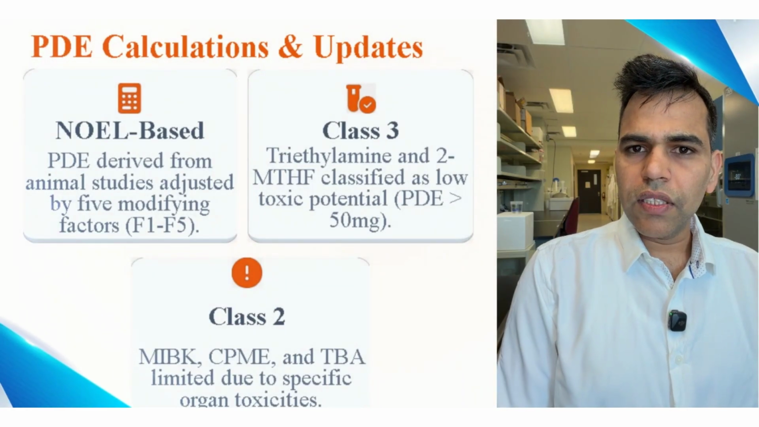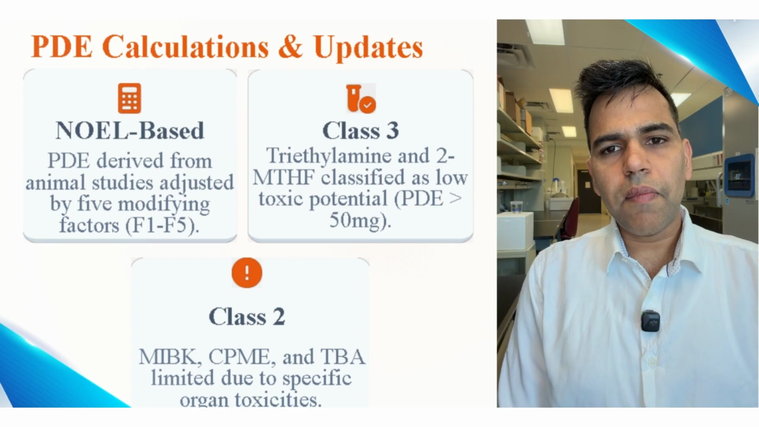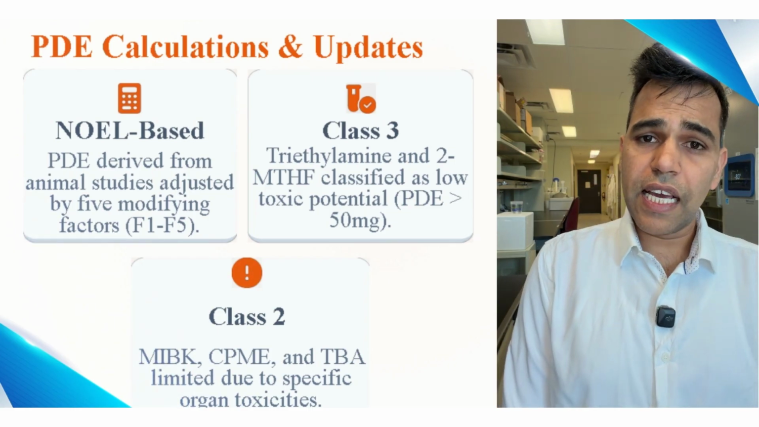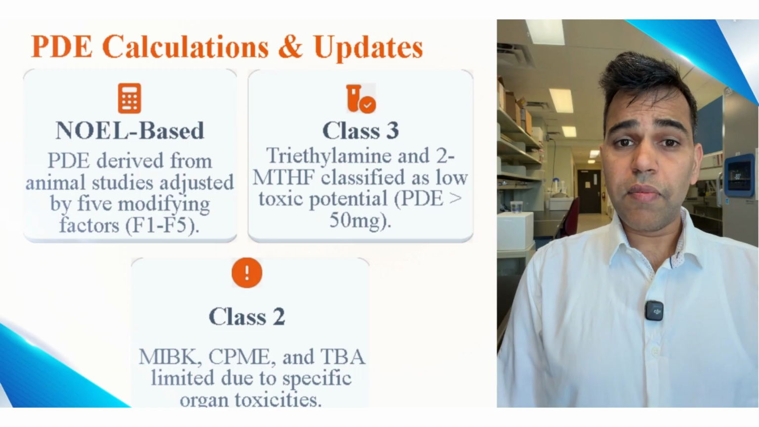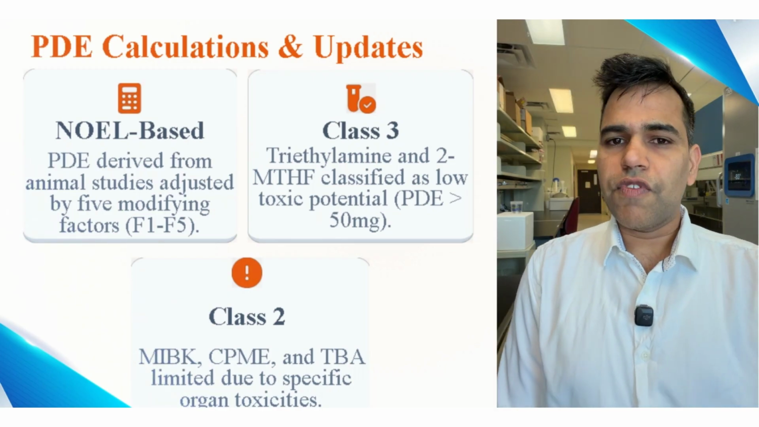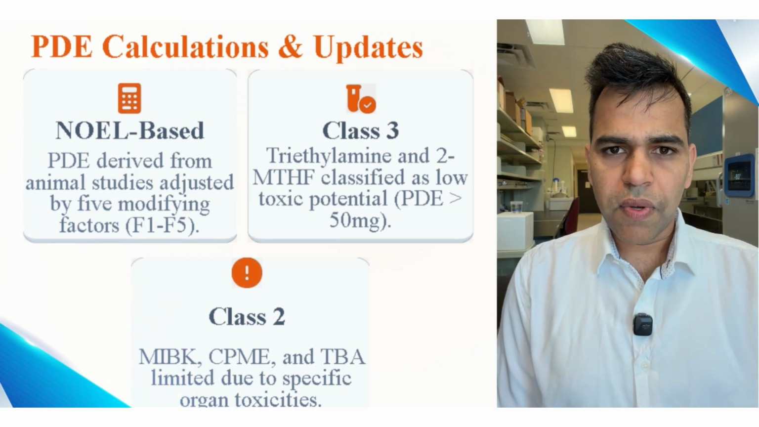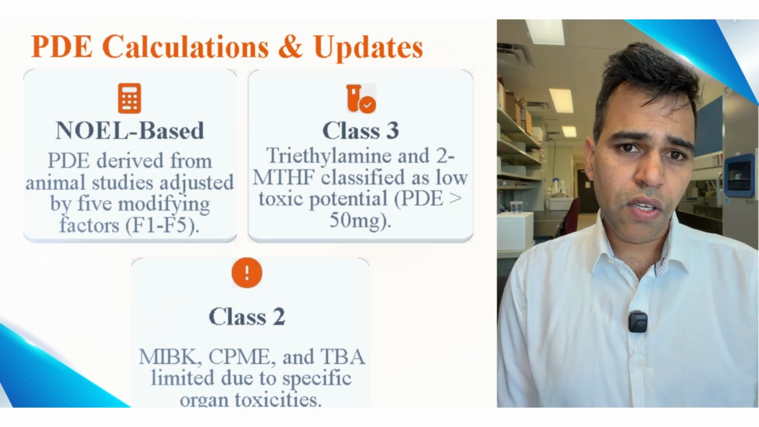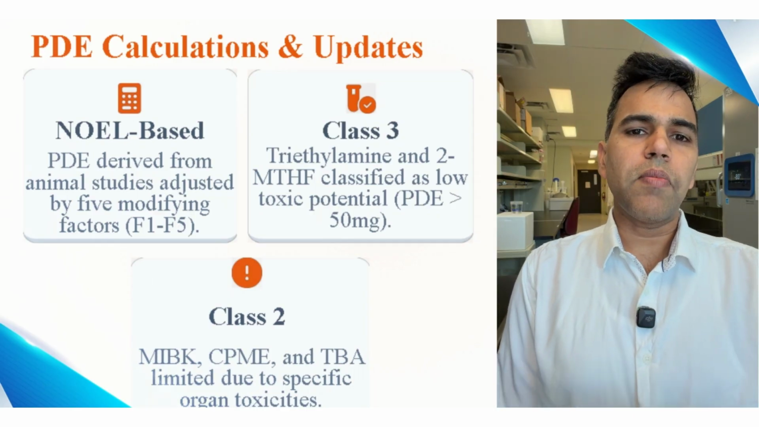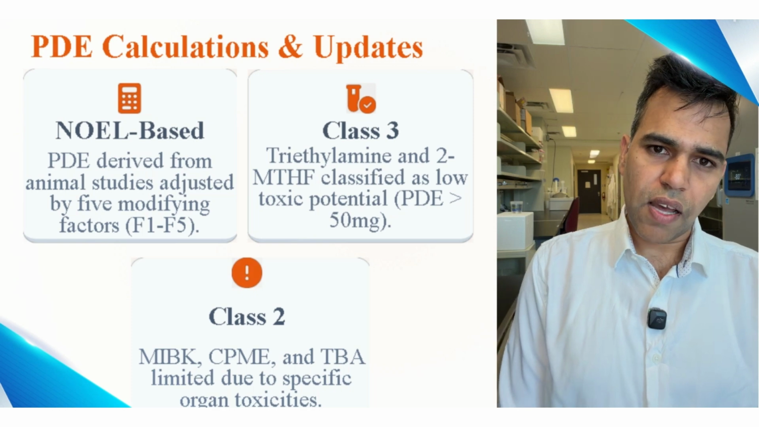PDE calculations and updates. ICH Q3C limits are based on something called PDE, permitted daily exposure. These limits are calculated using toxicological data and safety factors. This means the limits are not random, they are scientifically designed to protect patients. Understanding PDE also helps teams make better decisions during process development.